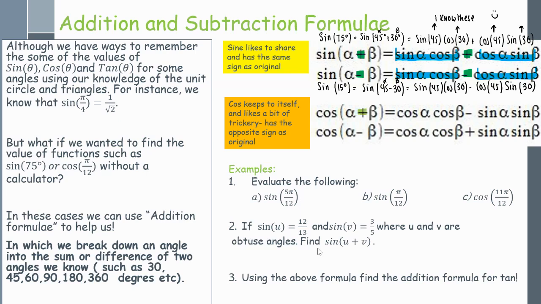For cos, it's a little bit different. Cos likes to stick to itself. So for cos of alpha plus beta, that is equal to cos alpha times cos beta, so the cos's stay together, minus the opposite sign, sine alpha sine beta. For cos of alpha minus beta, we have cos alpha cos beta again, but this time plus sine alpha sine beta.